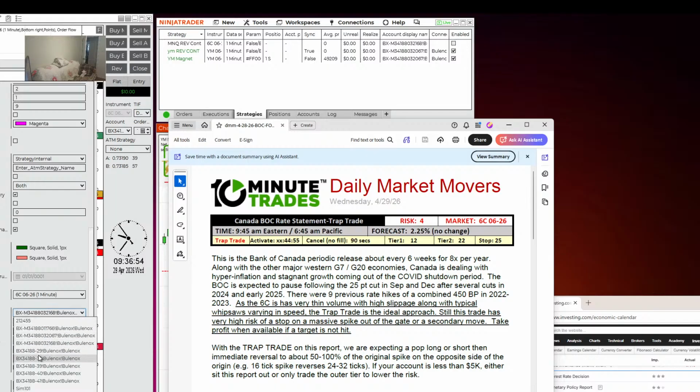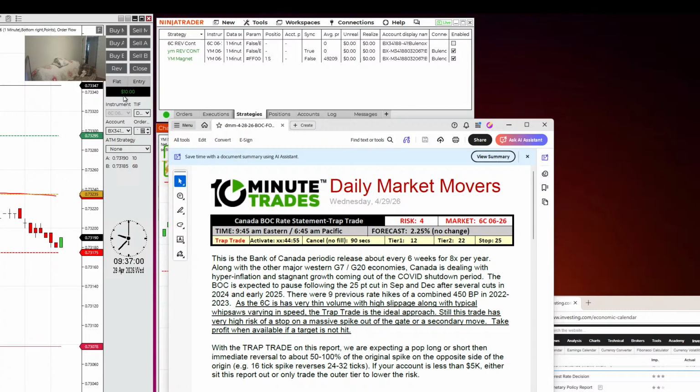I'll double check. It was 40 or 41. It was the one that's on $10. It's 41. So we turn on our reverse continue, and now we set up our trap trade for the Bank of Canada. One other thing I like to do is we have an indicator. It's called the net change display.